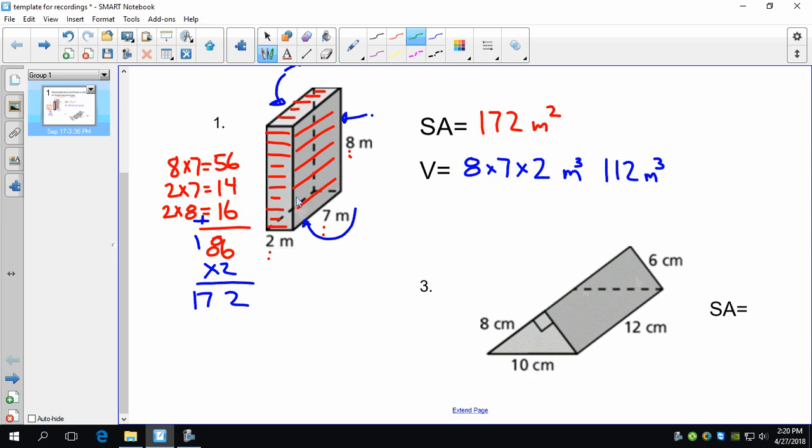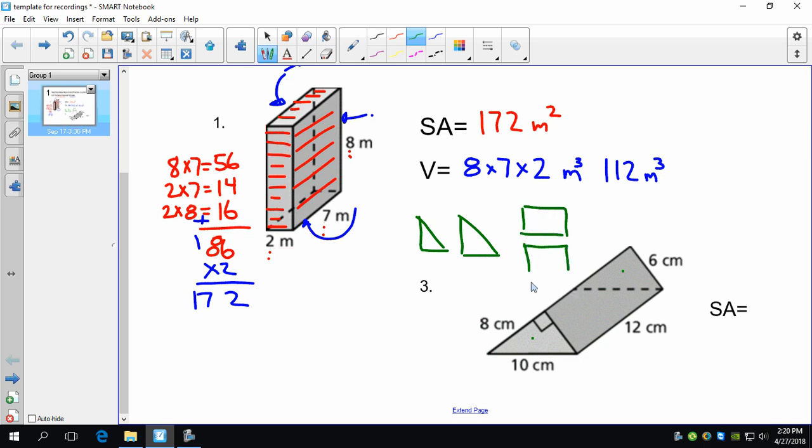Now, unlike the rectangular prism, the triangular prism has 5 sides, and we want to make sure we account for the area of all 5 of the sides. Well, we have 2 triangles here, and then of course the backside triangle. Then we have 3 rectangles.